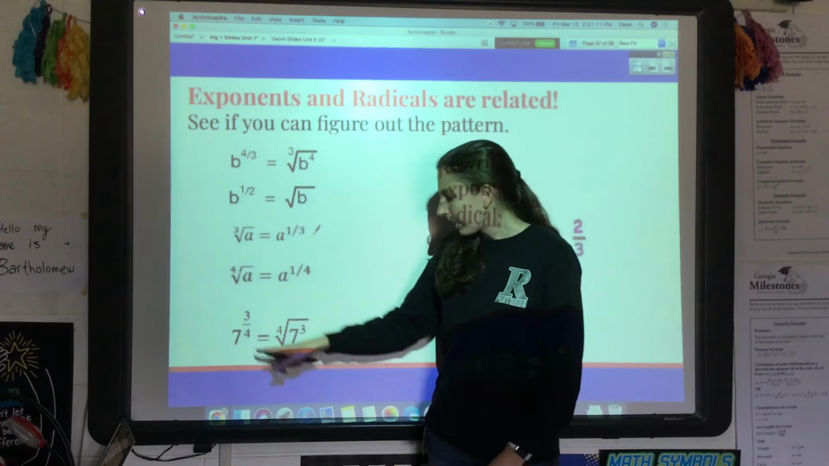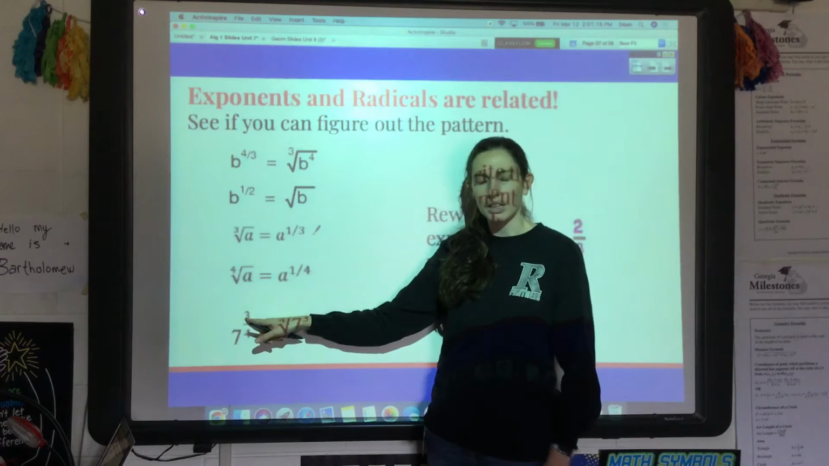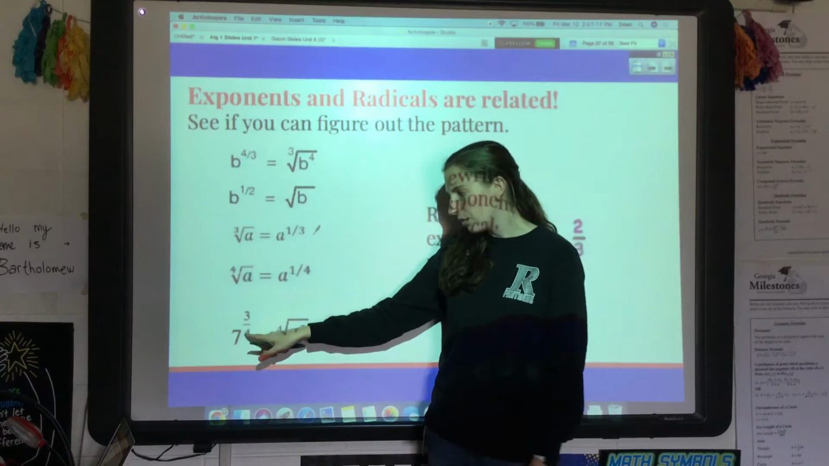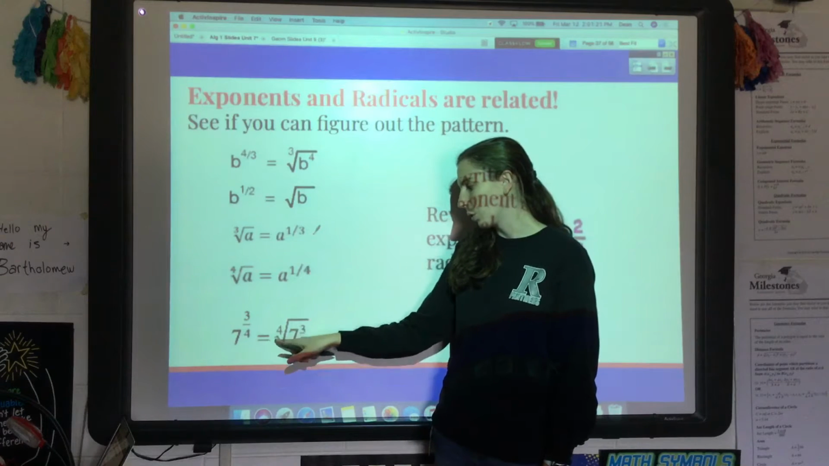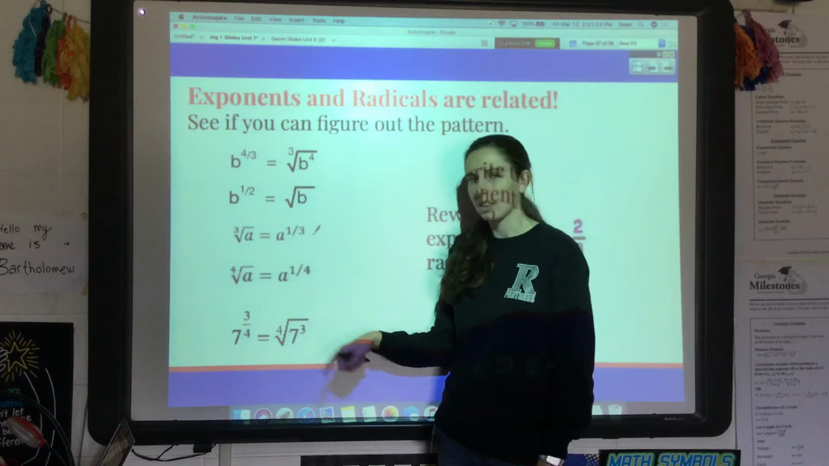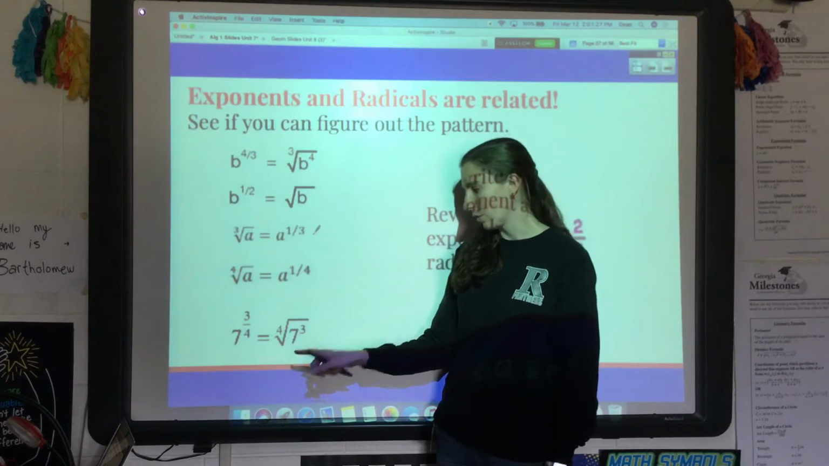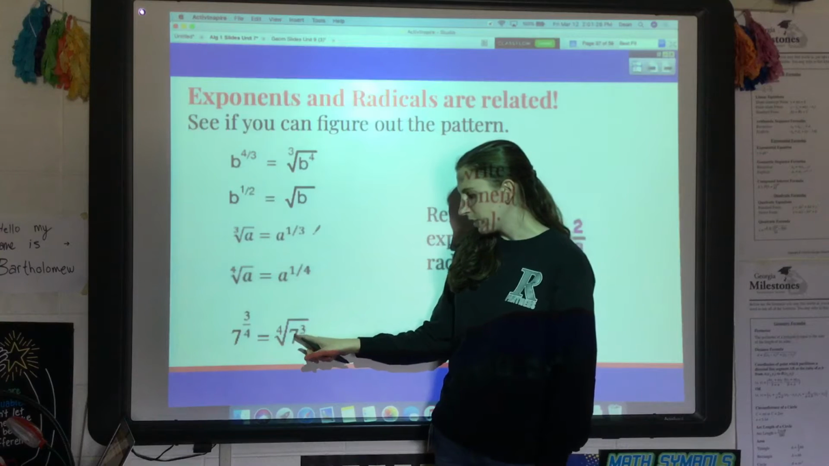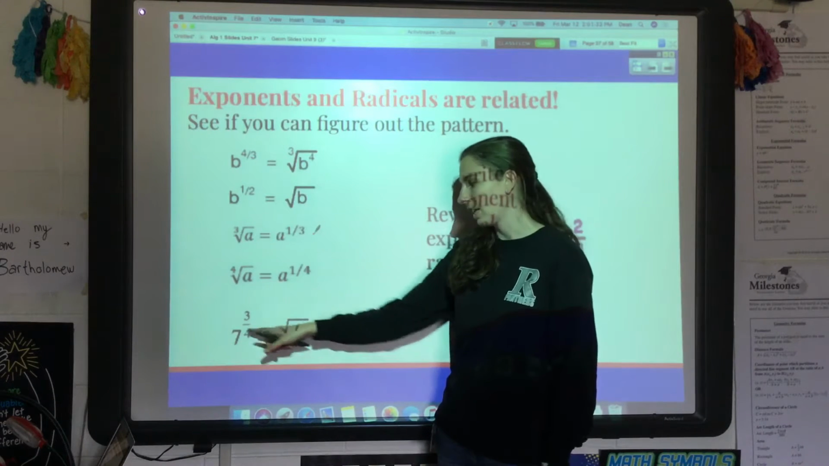So, like 7 to the 3/4. The 7 to the 3 power stays, but this 4 on the bottom, you could actually rewrite as the 4th root of 7 to the 3rd. Or if you wanted to rewrite this in exponent form, you could leave 7 to the 3rd, but make the 4 part of the fraction, the denominator.